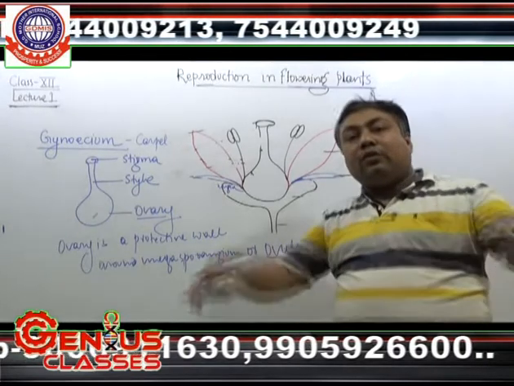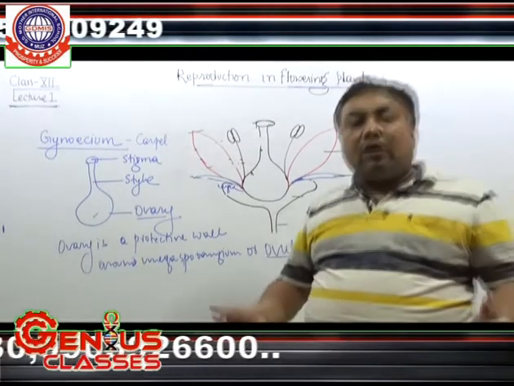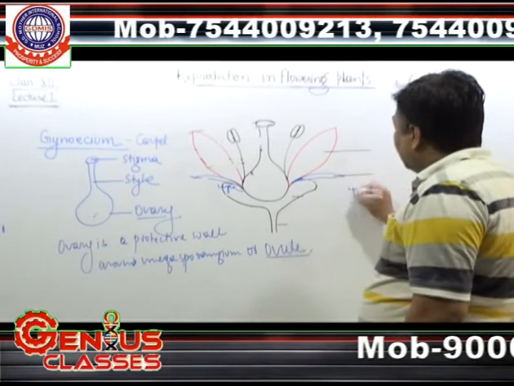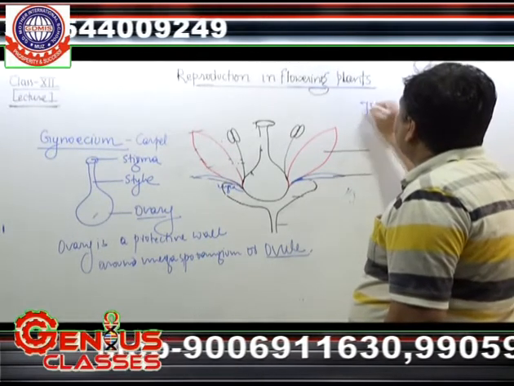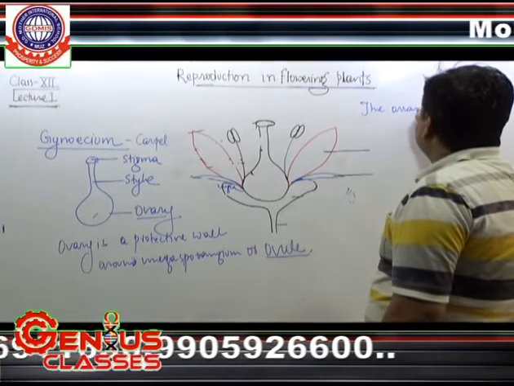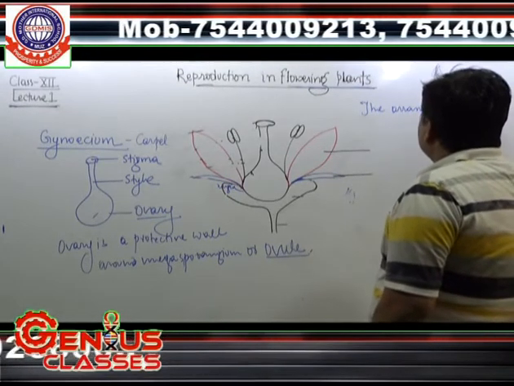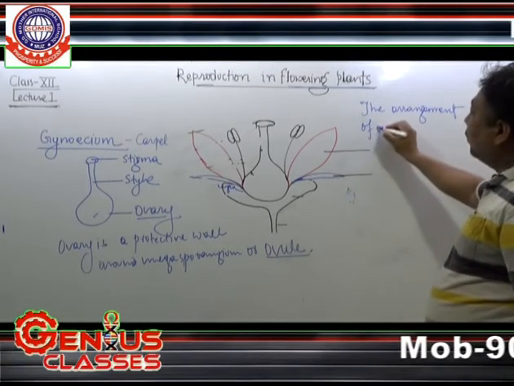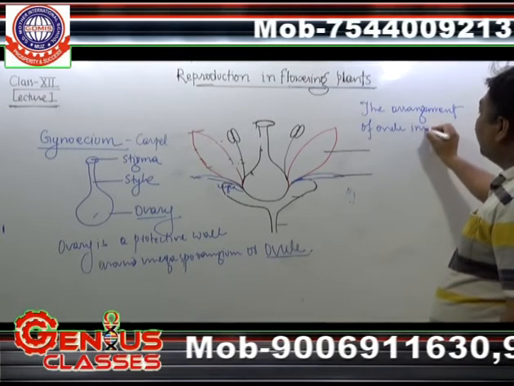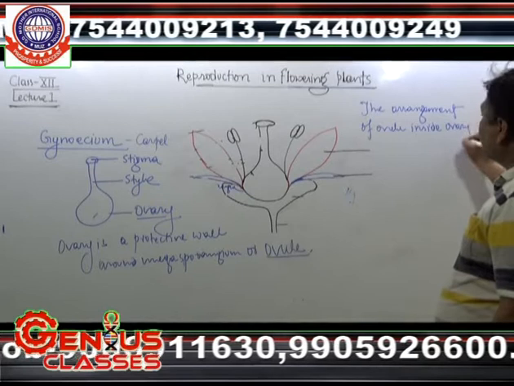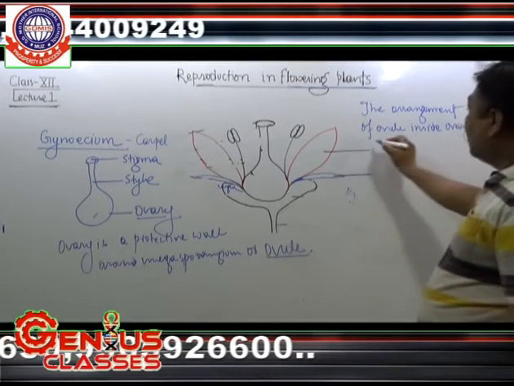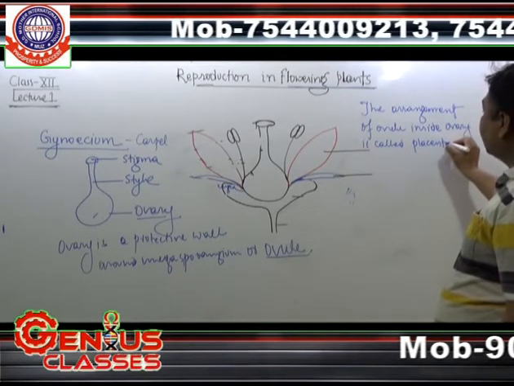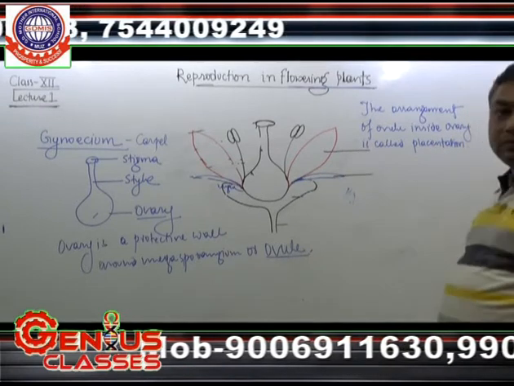Regarding the ovule, there may be one or more ovules. The arrangement of ovules inside the ovary is called placentation. Okay.